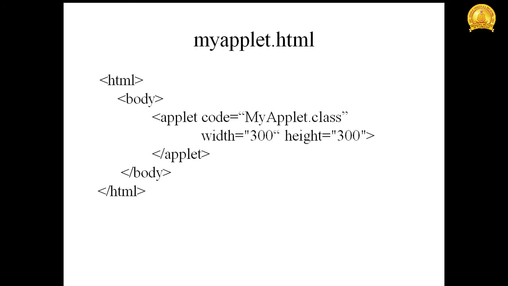So a Java program will be embedded inside the HTML using the applet tag, which contains 3 attributes: code, width, and height, where code is the name of the Java class. Width and height represent the width and height of the browser in which the applet output will be shown.